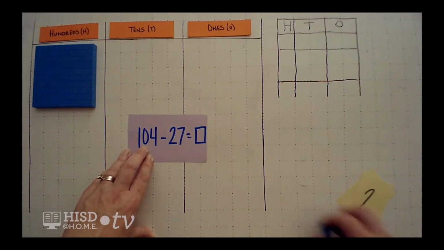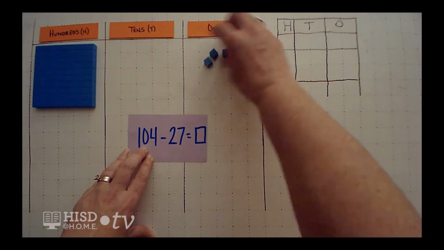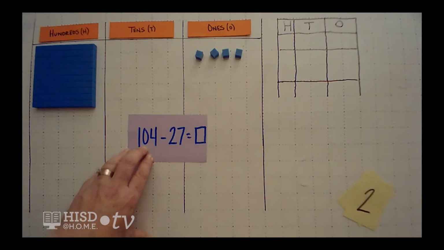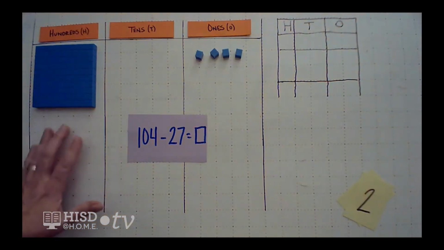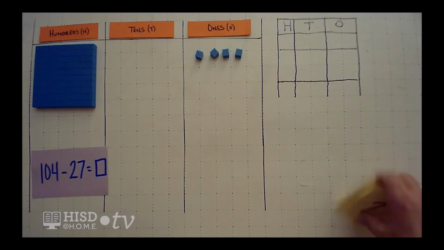Or longs that I need. And then in the ones position, I need 4 of my units. So I now have represented 104. And what we want to do is take 27 away.